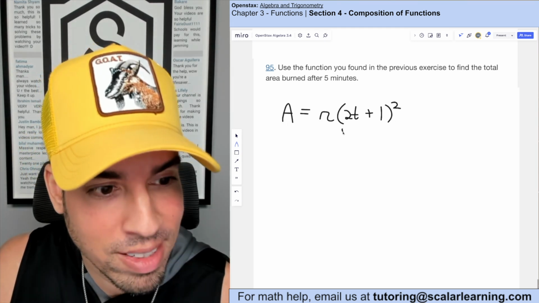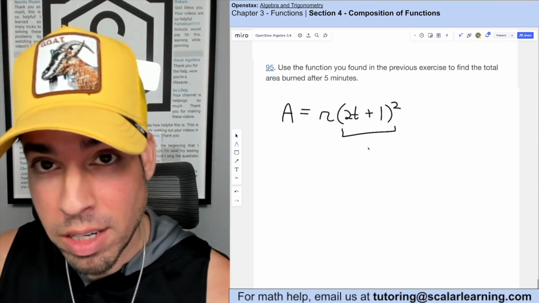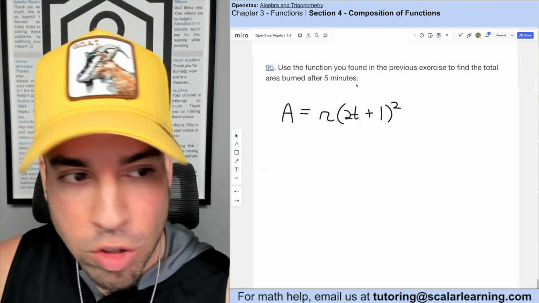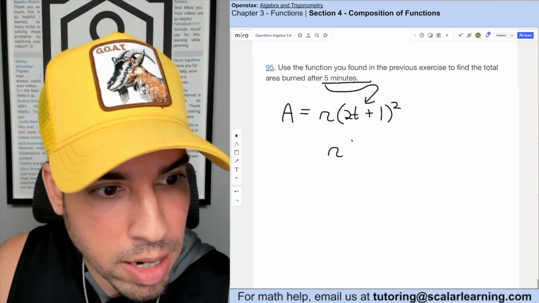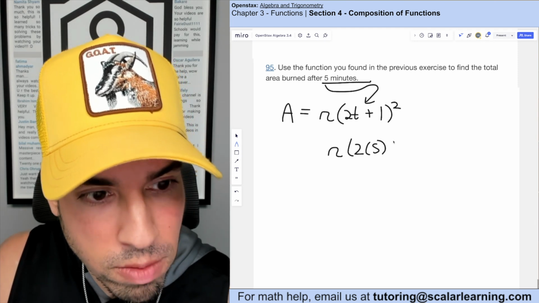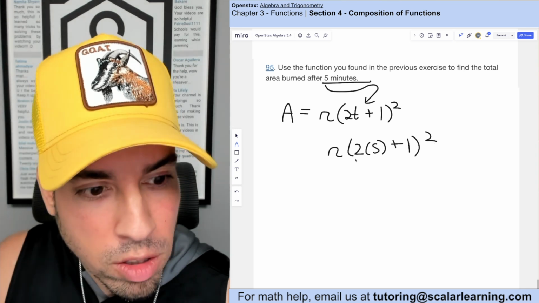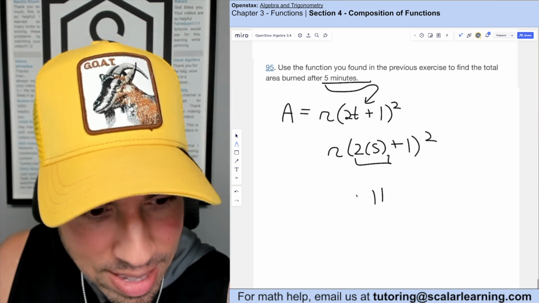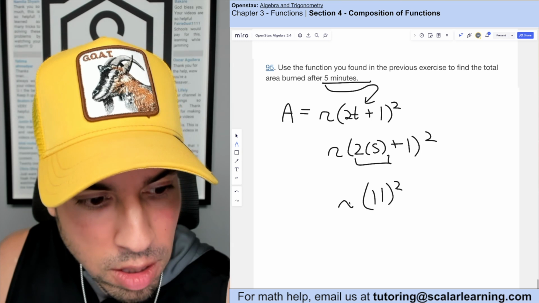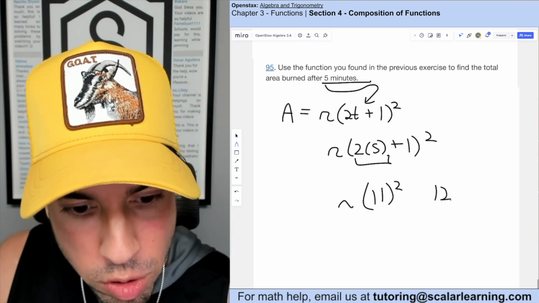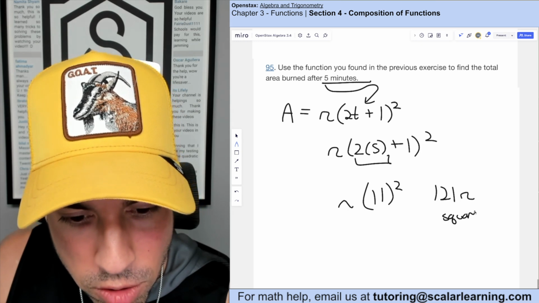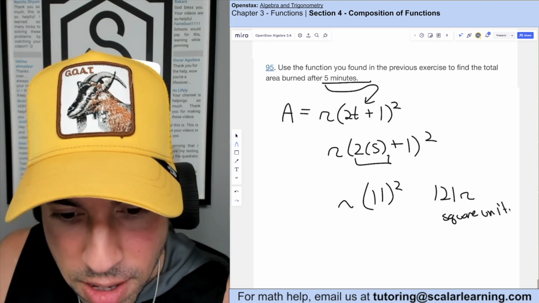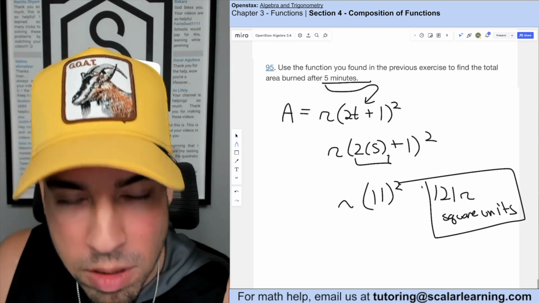So here we're using the area function from the previous exercise, which is a equals pi times 2t plus 1 squared, because this actually represented the radius. Once again, area of a circle is pi r squared. So now they're giving us a value for t, which is 5, so we plug and chug. Pi times 2 times 5 plus 1 squared. 2 times 5 is 10 plus 1 is 11 squared. 11 squared is of course 121 pi. And in this case, we can say square units for the unit, and boom, done.